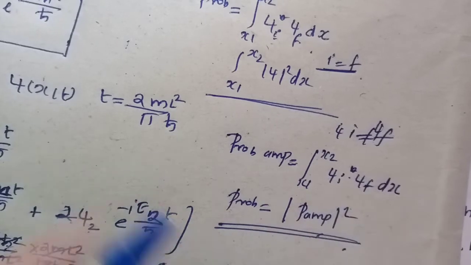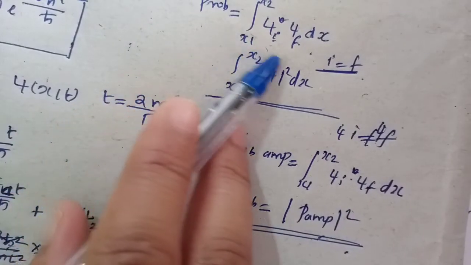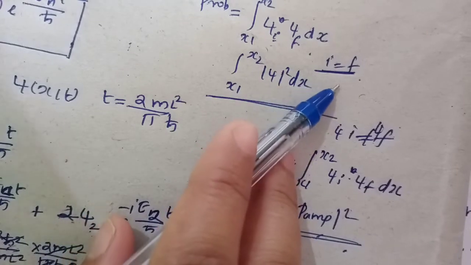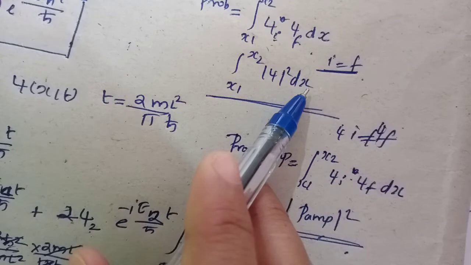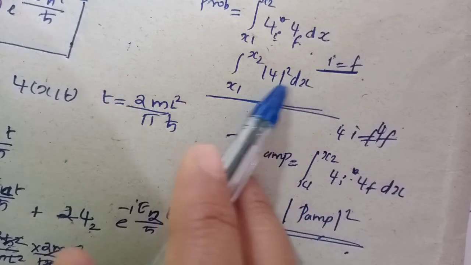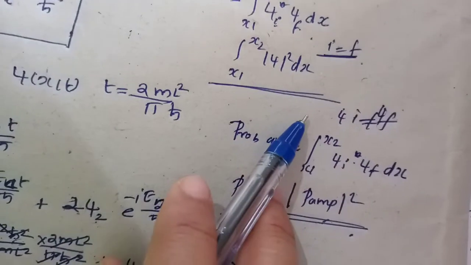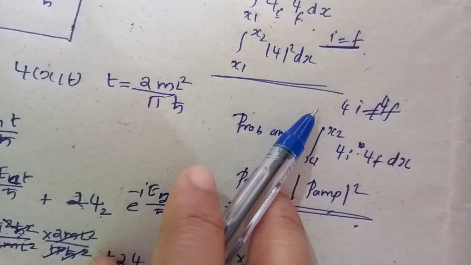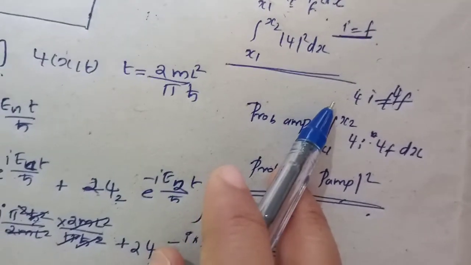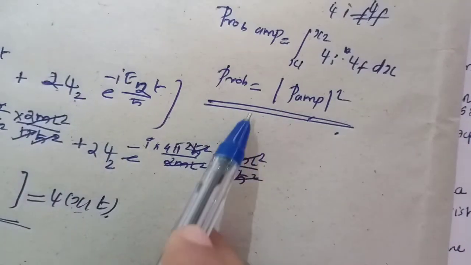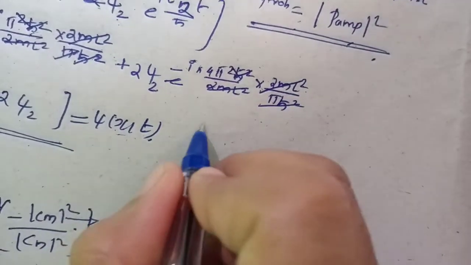So probability is integral x1 to x2 psi i star psi f dx, where i is equal to f, integral x1 to x2 mod psi square dx, where psi i is equal to psi f. The situation is like this. If psi i is not equal to psi f, after integrating psi i star psi f you get the probability amplitude. After that, by taking the mod square you get the probability.